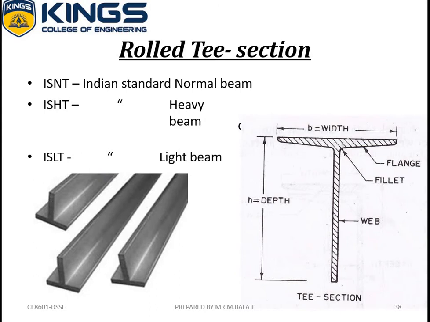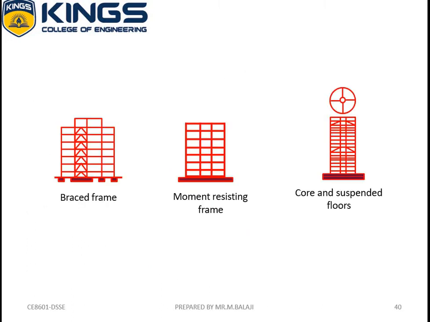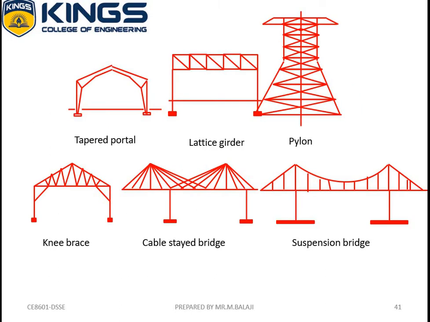Next one is rolled T section. ISNT, Indian Standard Normal T beam. Next one is ISHT, Indian Standard Heavy T beam. ISLT, Indian Standard Light T beam. So these are the sections. Other sections are steel bar. Steel bar we have two types: one is round bar, second one is square bar. Then steel tube and steel plates. This one is braced frame, then moment resisting frame, core and suspended floors, knee brace, cable stayed bridge, and suspension bridge.